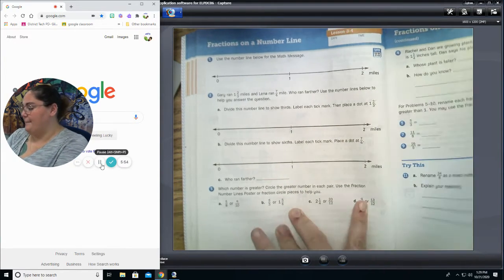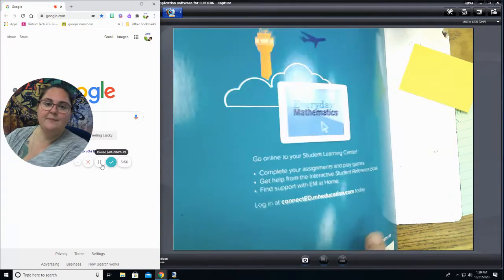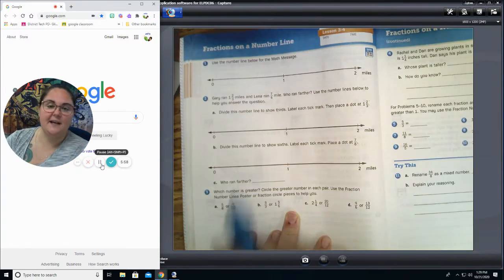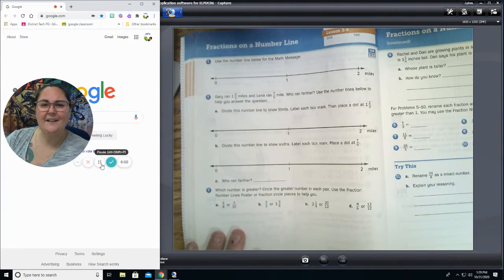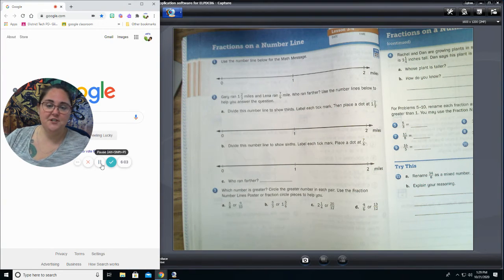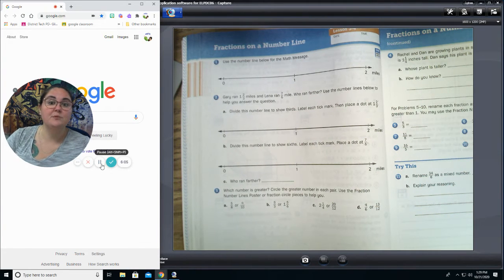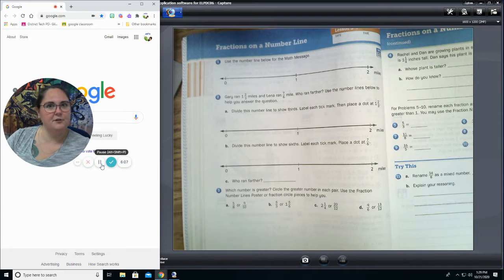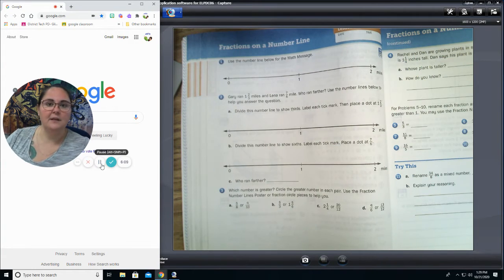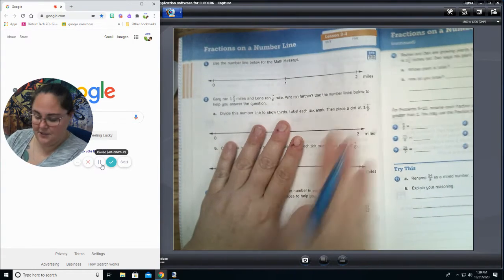So we're going to do a math message. A math message is something that I verbally tell you. It's not written in the book, so you really have to listen. My suggestion when we do math messages is take notes if you can. I'm going to model what that would look like today. So here's my math message.